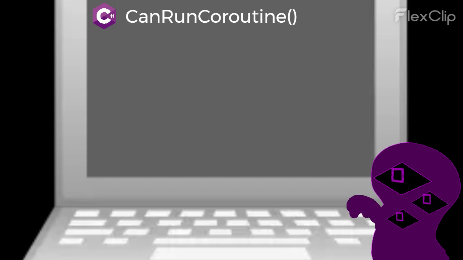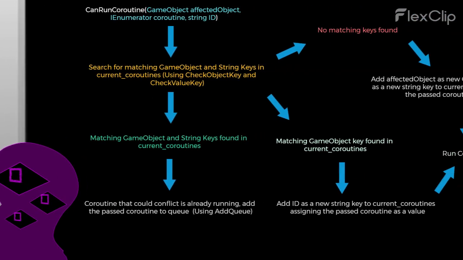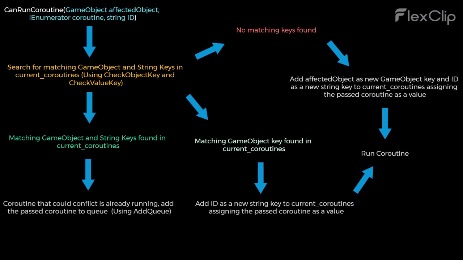Starting with CanRun coroutine. CanRun coroutine is a public call that uses checkObjectKey and checkIDKey, two functions we will explain momentarily, to search current coroutines for a gameObjectKey and a string key matching the gameObject and string variables passed through the function call. If both matching keys are found, then a coroutine of the same type is already running. The new coroutine that is passed through the function call is then passed through addQueue and is not yet permitted to run.